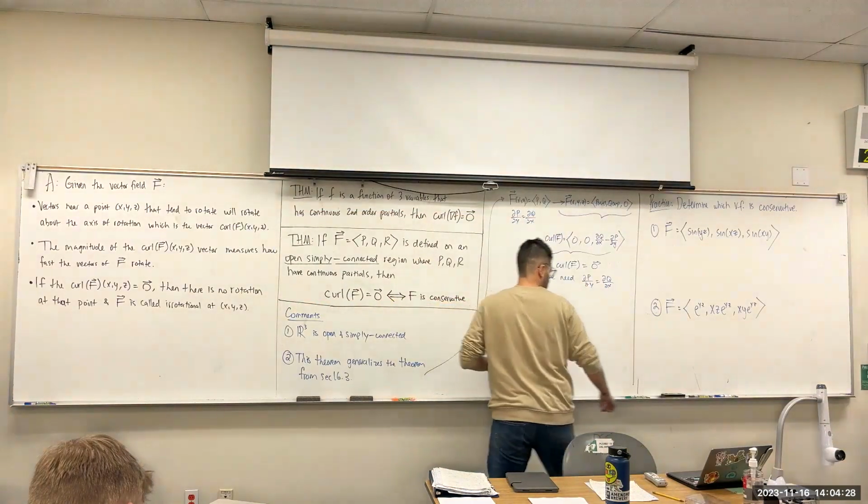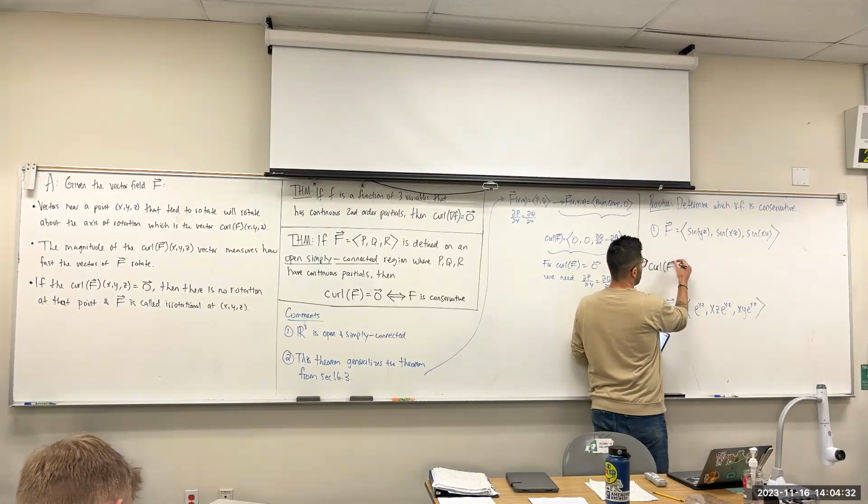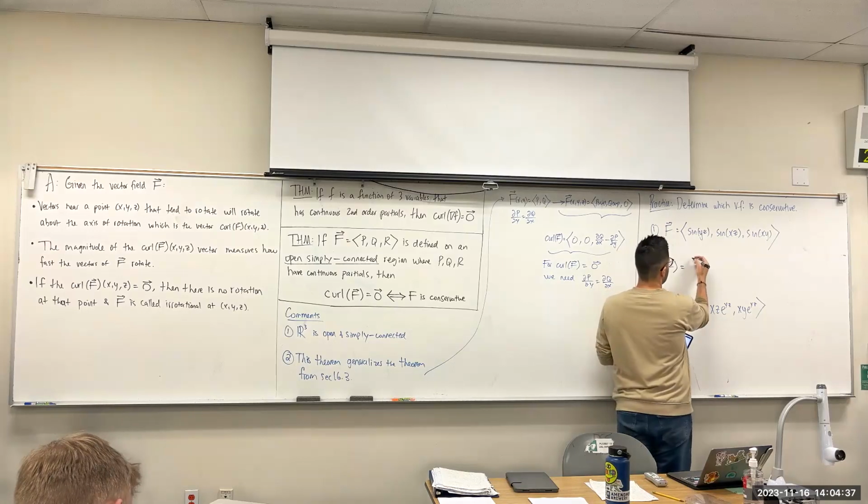All right, guys, let's see. So for number one, did you get a zero vector field? No. You did not. Double check here. Help me out. What do you guys get?